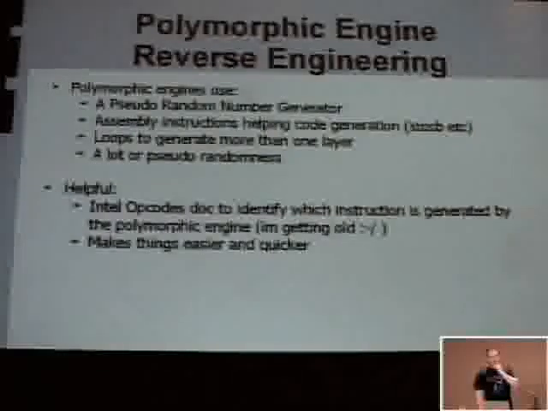A helpful thing to have is the Intel opcode documentation, to identify which instruction is actually assembled by the engine, because you only see the bytes, the opcodes, and you don't know them by heart. Well, I used to, but I'm getting old. Anyway, it makes things easier and quicker. So this is actually the start of the polymorphic generator.